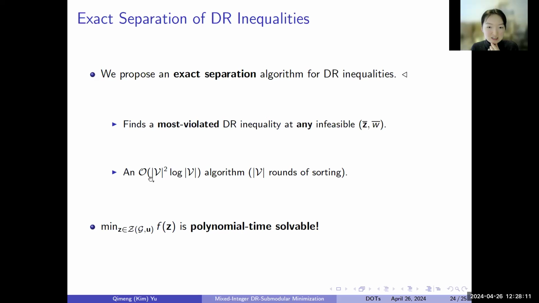So what's been extended here is that it's no longer just one round of sorting. We do need to do cardinality V rounds of sorting. So if it's a three-dimensional problem, we do 3 rounds of sorting to give us a permutation, which then helps us identify the most violated DR inequality.